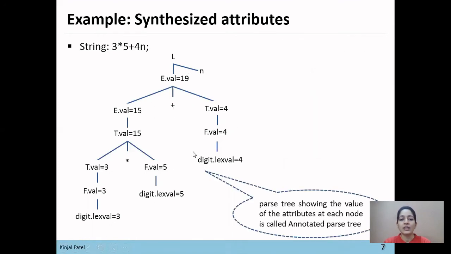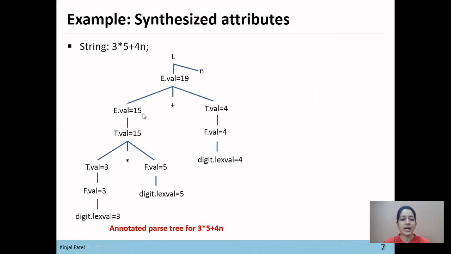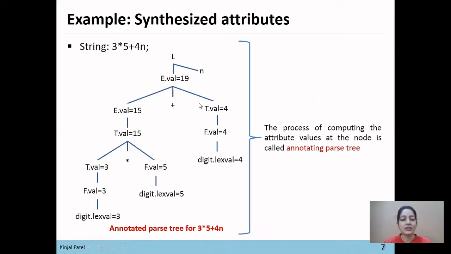Okay. So this parse tree showing the value of attribute at each node is called an annotated parse tree. So this is the annotated parse tree for 3 star 5 plus 4 n. The process of computing the attribute values at the nodes is called annotating the parse tree. Means the annotated parse tree will be constructed using semantic rules, and the parse tree will be constructed using production rules.